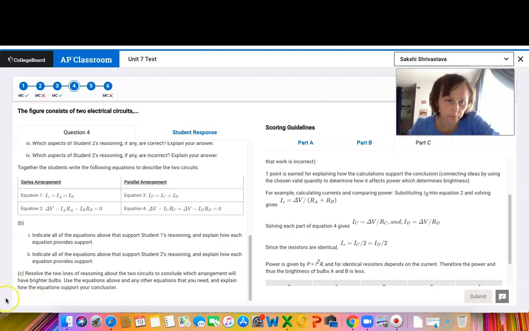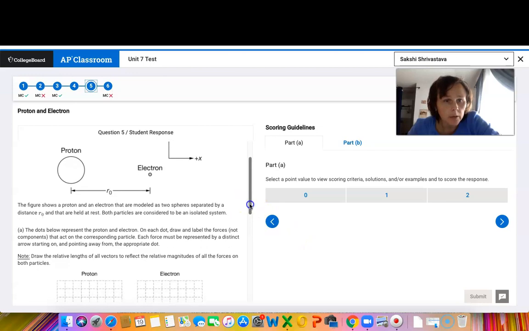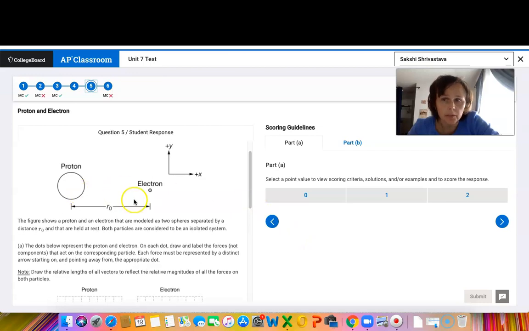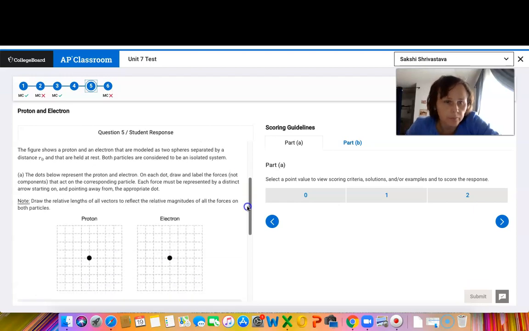For the second Fourier response, the short Fourier response, you are given two particles, proton and electron, and the distance between the particles is r0, and both particles are considered to be an isolated system, so there are no external forces except the force in between the particles. That's important. A lot of you, when you did the free body diagrams, you drew a lot of forces that are not needed in this situation.